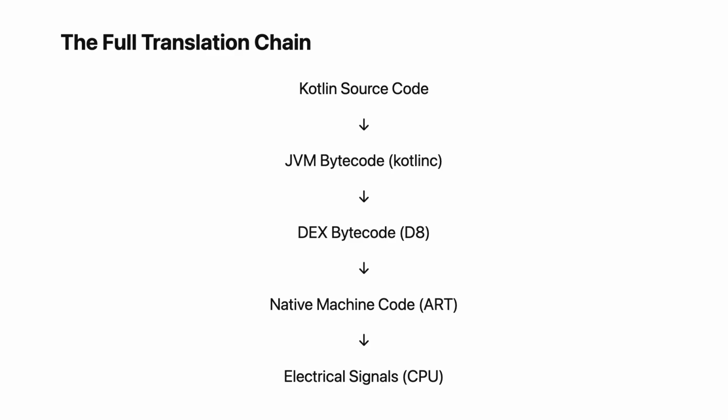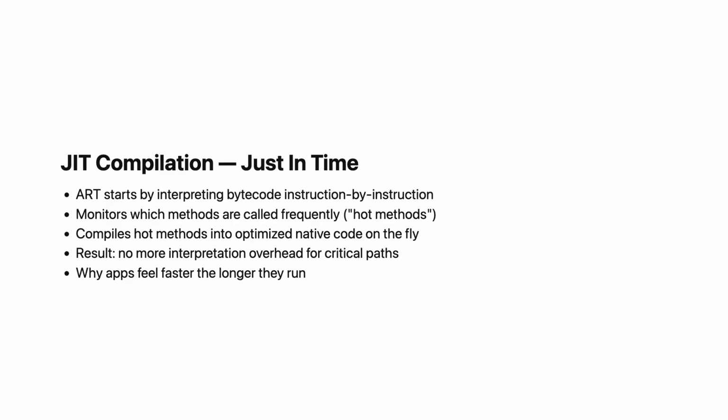Early Android, the Dalvik days, used to interpret bytecode at runtime, translating each instruction one at a time as it came up. This worked, but it was slow. Modern ART is much smarter. It uses something called JIT compilation, just-in-time compilation. The idea is simple and brilliant. ART starts by interpreting your bytecode normally, but it is also watching.